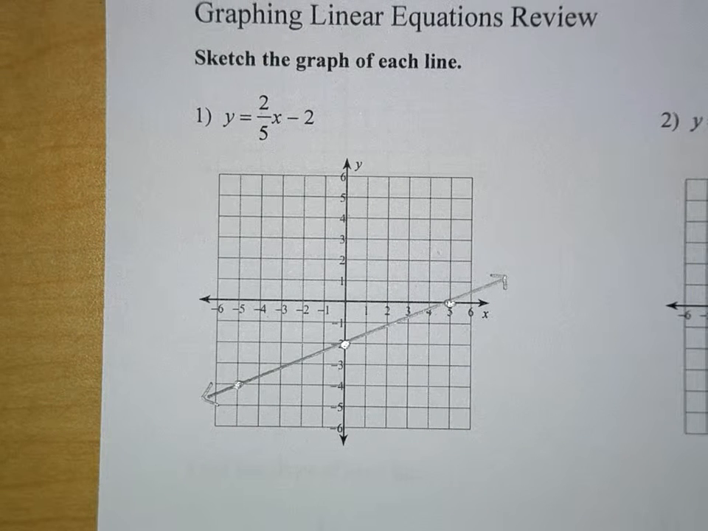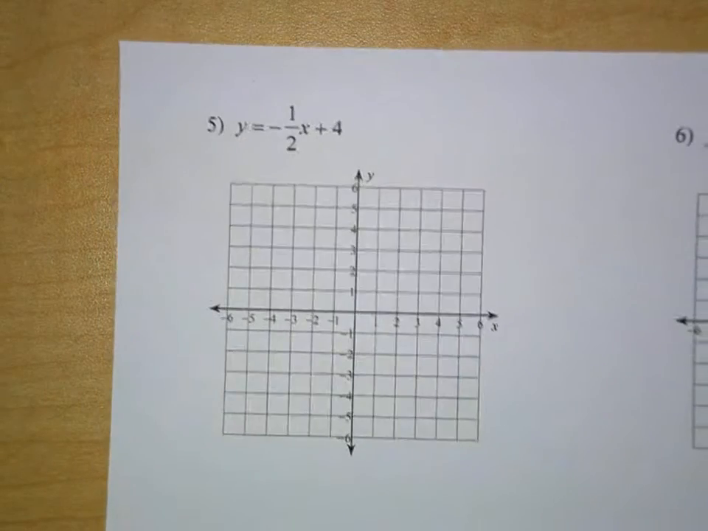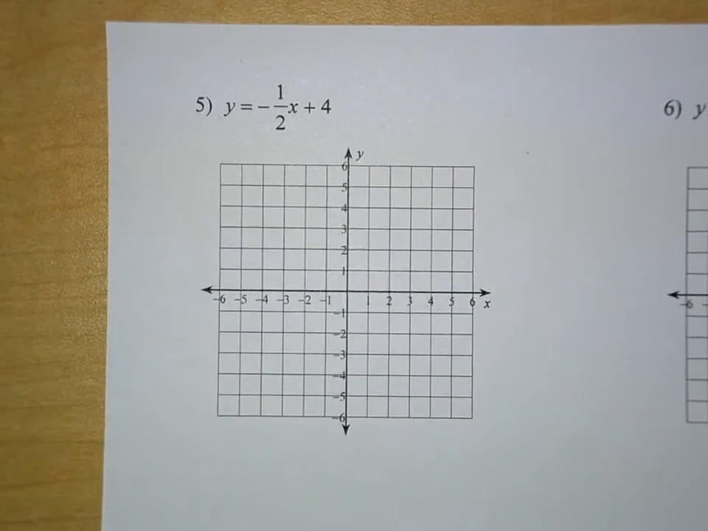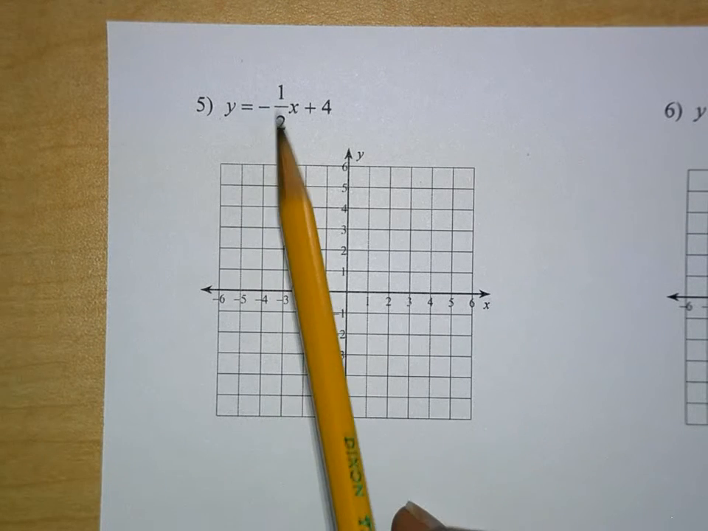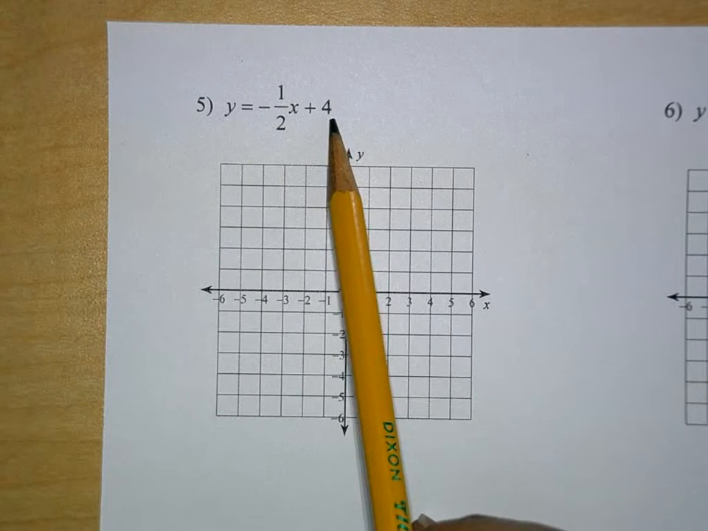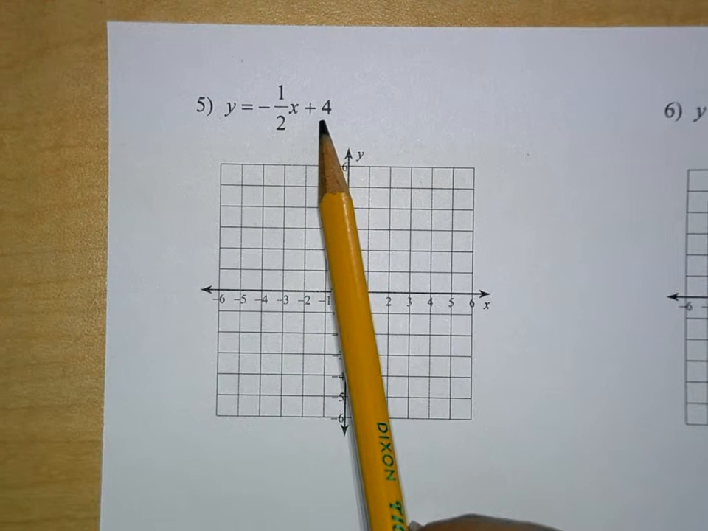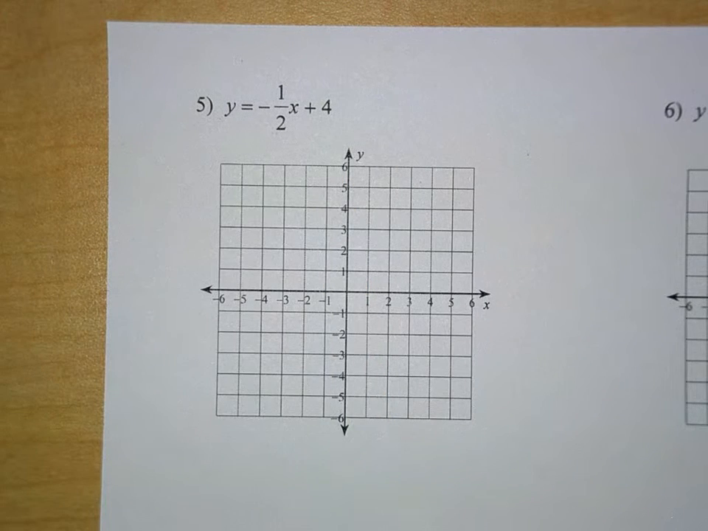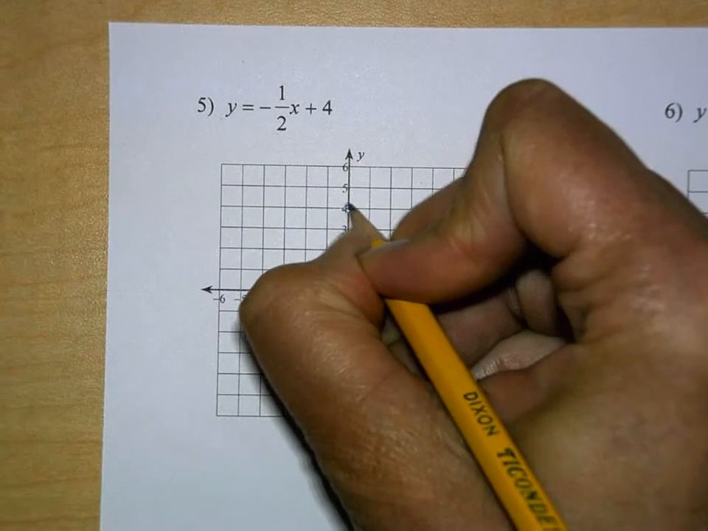Okay, our second example is going to have a negative slope, and it is right here. We have the exact same 3 steps. This equation is y = -1/2 x + 4. My slope is -1/2. My intercept is +4. Step 1, plot the intercept on the y-axis. So here's my y-axis. My intercept is 4, and I plot it right here.